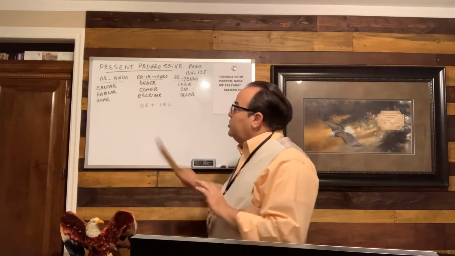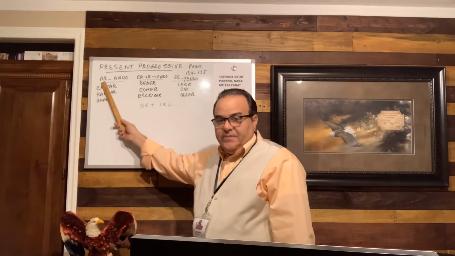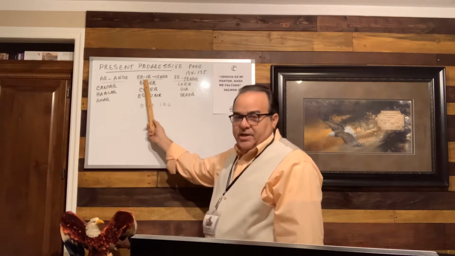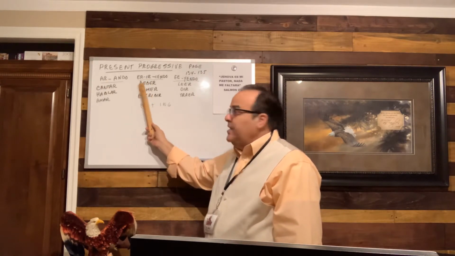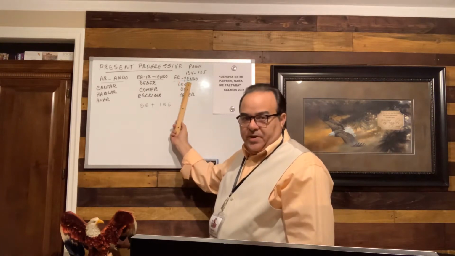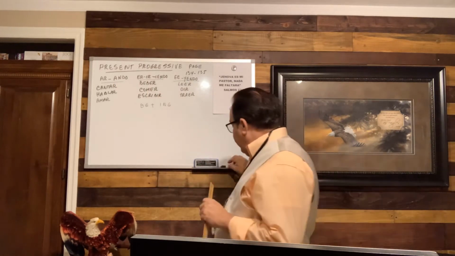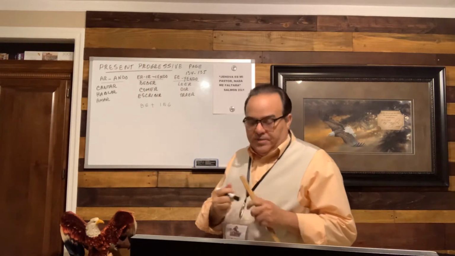Specifically, we are going to talk about how to do it with verbs with the AR ending. The ER and IR endings are going to be exactly the same. And then we will see what happens when we have two vowels together. Let's start with the verbs with the ending AR.